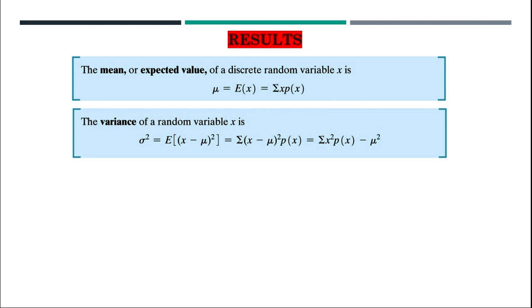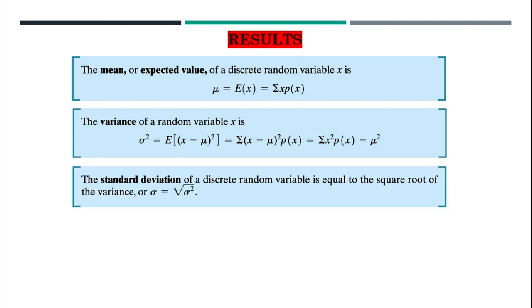For the second formula, use x squared times the corresponding probability, and then sum them. Lastly, minus mu squared. You can use either of them to find variance. The standard deviation is just the square root of the variance. Now, let me show you some details using an example.